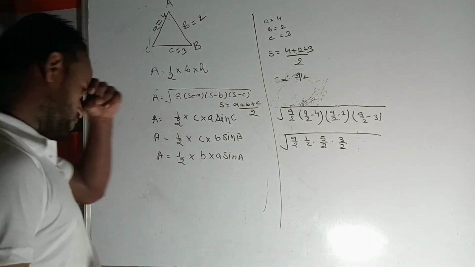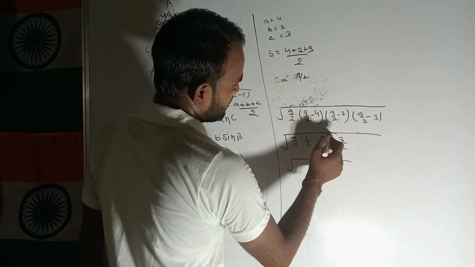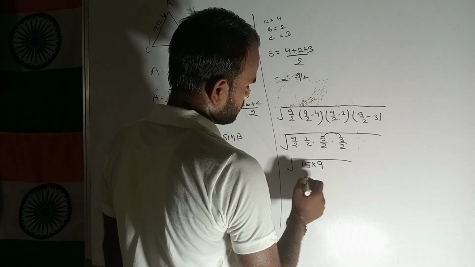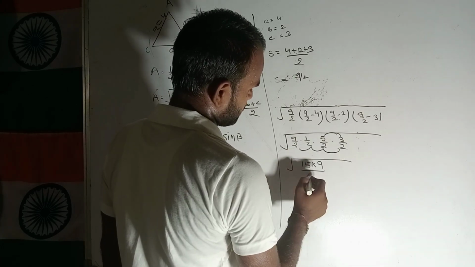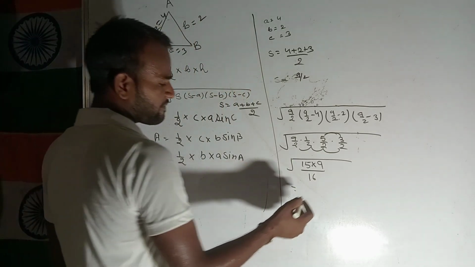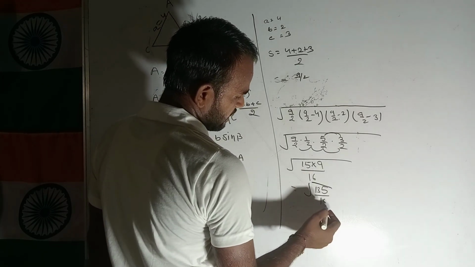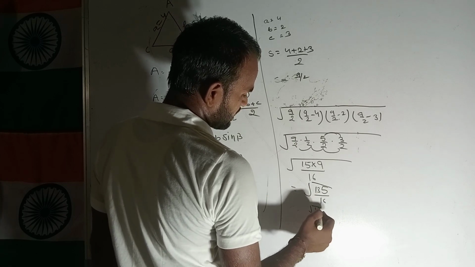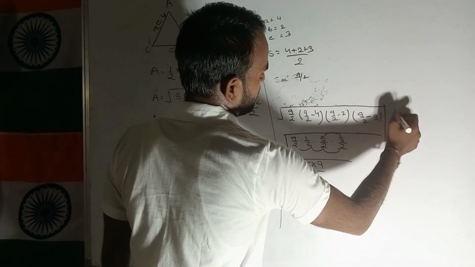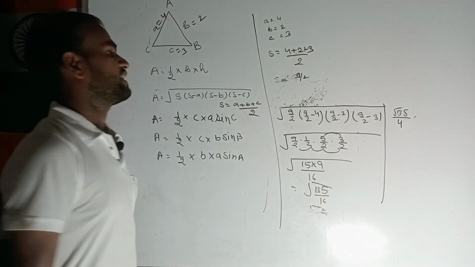Okay, so 9/2 times 5/2 times 3/2 times 1/2, that is 15 times 9 over 16. This will be the area under the root. 15 times 9 is 135, so 135 upon 16 under root, that is root 135 upon 4. This will be the area of the scalene triangle.